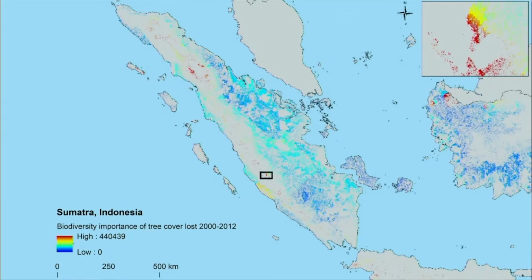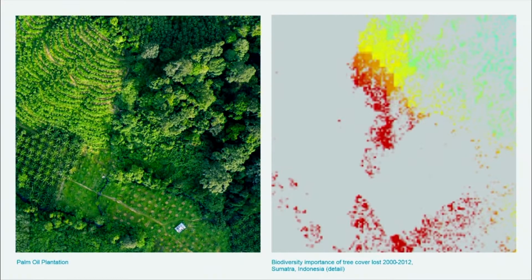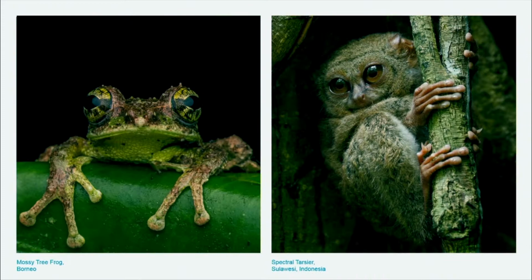And what we do by combining this with some of the species data that we hold, such as range rarity, is that we can really zoom into that square, for example, and look at the land use changes, the importance of the biodiversity being lost, and even link it directly to cute species like this.